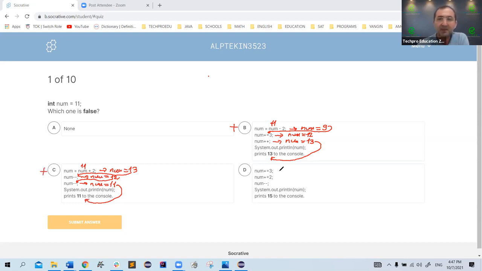This is also true. Now here, we have increment. The value of num is 11, 11 plus 3. So we will get 14 after this line. Next line, we have increment by 2. So when we add the old value 14 by 2, num will be 16. Next line is decrement. We are decreasing by 1. So num was 16 in the previous line. When we decrease by 1, num will be 15. When we print it, we will get 15 on the console. That's also true. So which one is false? None of them is false. That is false. Let me clean the screen.